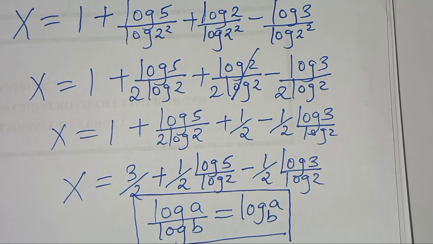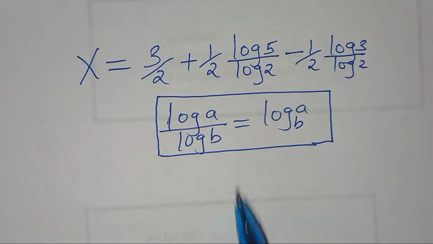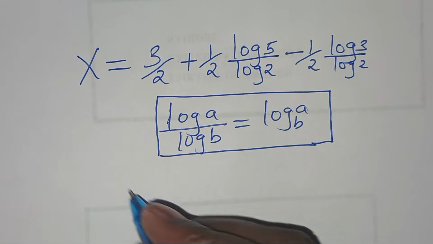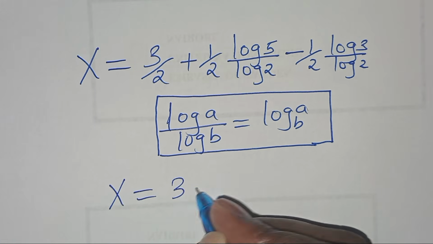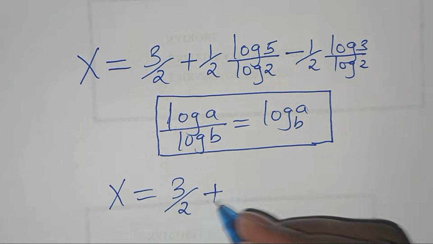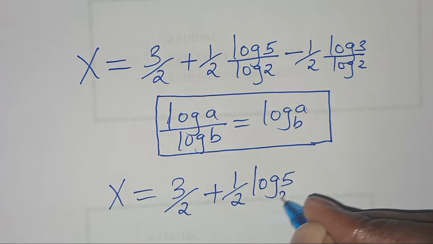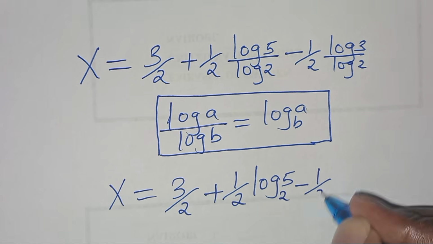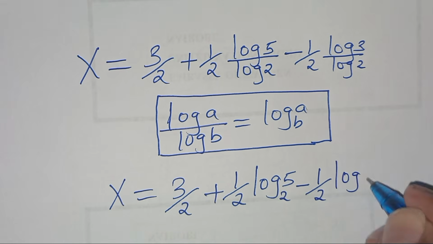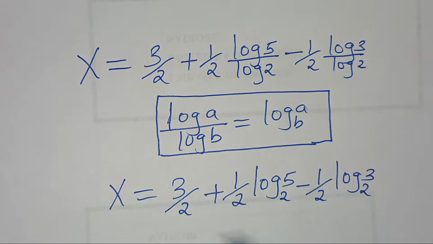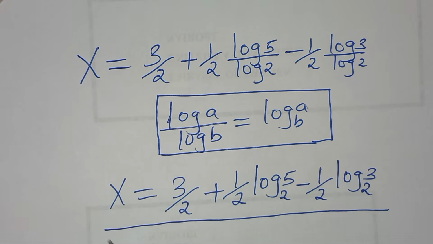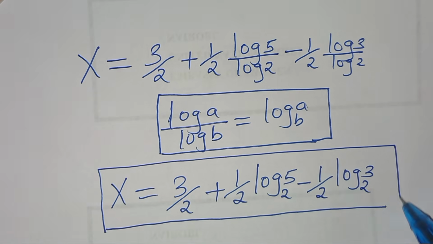so that now, applying this logarithm property, then x can be expressed as 3 over 2 plus a half log 5 to base 2 subtract a half log 3 to base 2. Now this is the value of x.